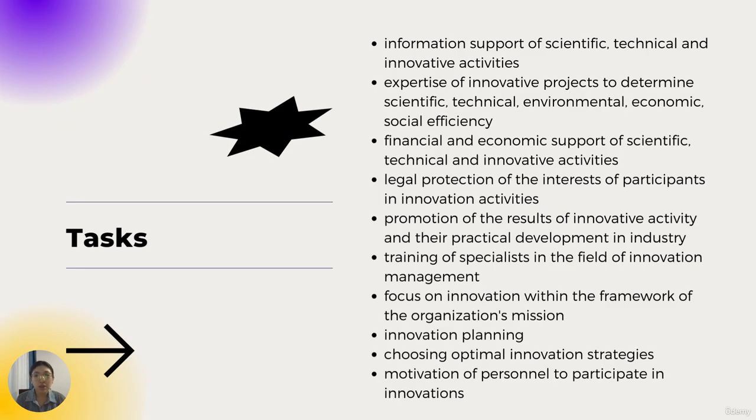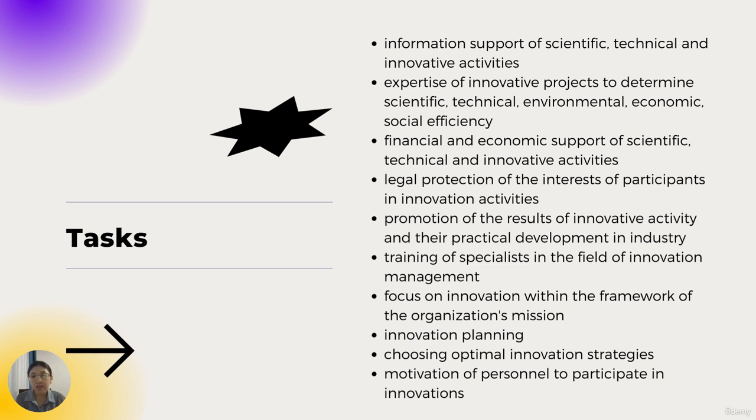Let's talk about the tasks. So, tasks of innovation management are, firstly, information support of scientific, technical, and innovative activity, creation of a database on demand and supply for innovative products, provision of access to the information system to all interested organizations. The next one is expertise of innovative projects to define scientific, technical, environmental, economic, and social efficiency.